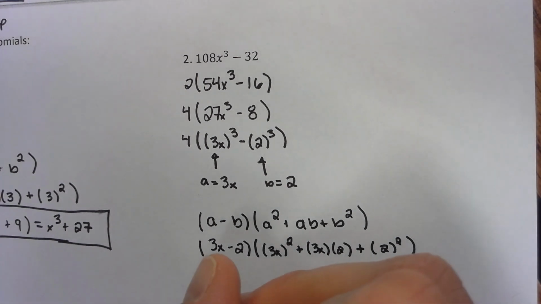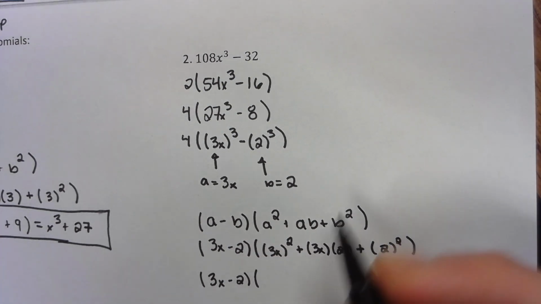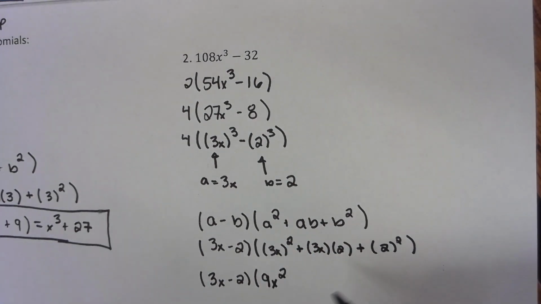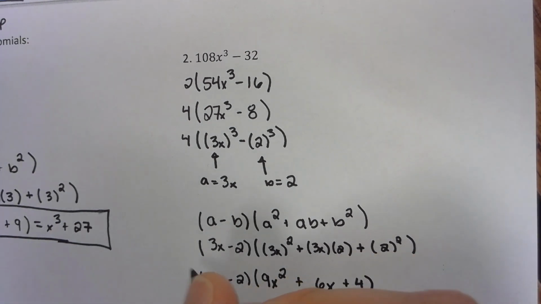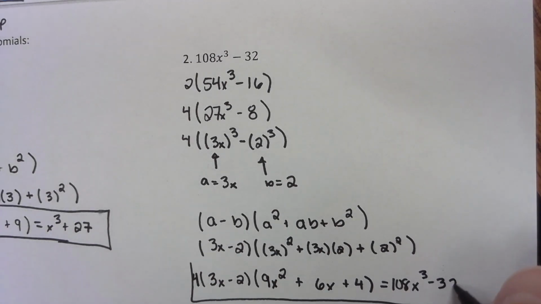And then the simplifying part there: 3x minus 2, 3x squared, the 3 and the x get squared, so that's 9x squared. And then plus 6x and plus 4. And that is equal, especially if we throw in the GCF of 4, to 108x cubed minus 32.